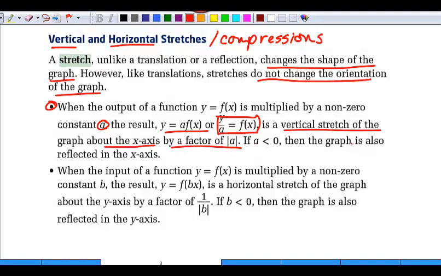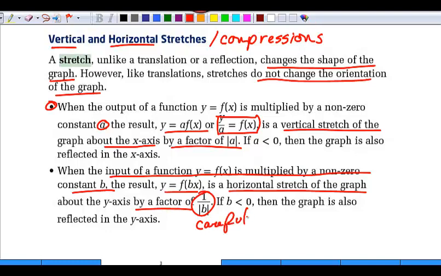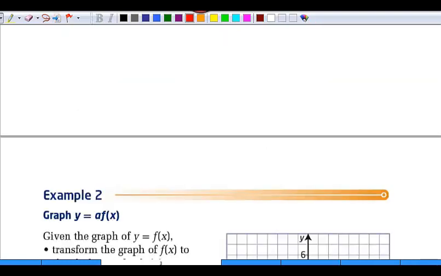When the input is multiplied by b, then we get a horizontal stretch, but by a factor of 1 over b, and that's important here. It's important to remember that. Careful. Also, if a and b are negative, then we also get reflections. We'll see that shortly.